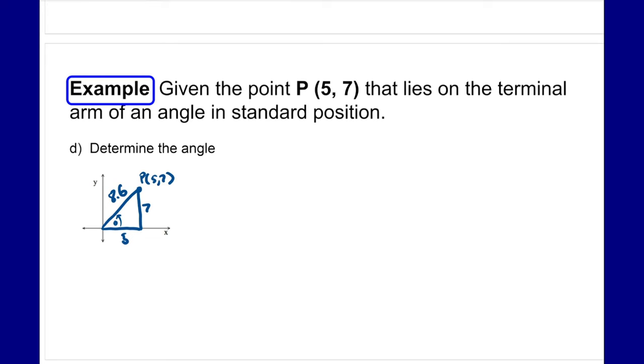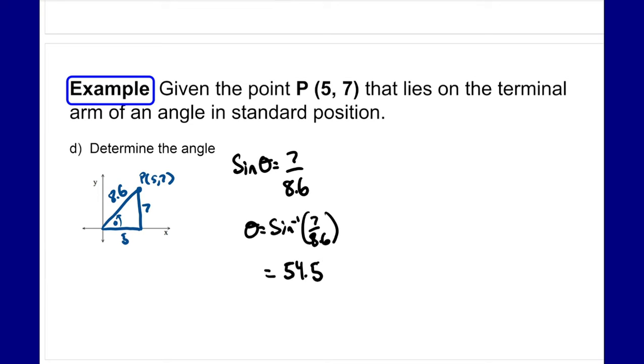So we had 3 different trig ratios to figure out our angle. In this case, it doesn't really matter which one we use. But let's just go through and take a look at all of them. So sine theta equals opposite, so 7 over 8.6. Theta equals sine inverse of 7 over 8.6. We get an angle of 54.5.